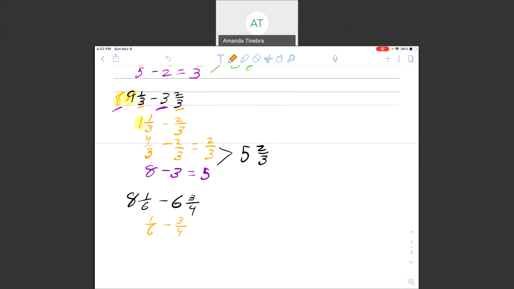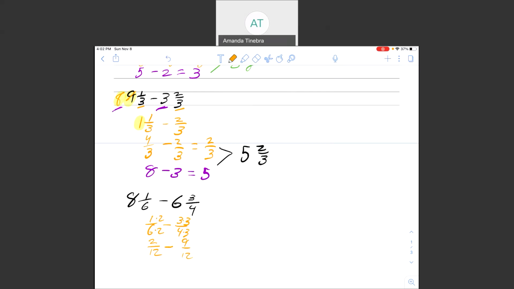So if I think about 6 and 4, I know that they both have a common multiple of 12. 6 times 2 is 12, so 1 times 2. That gives me 2/12 minus, all right, well, 3/4 to turn that into 12ths, 4 times 3 is 12, so I'll do 3 times 3. I'm left with 2/12 minus 9/12. Again, 2/12 minus 9/12 would be negative. I can't take 9/12 away from 2/12 without going into negative numbers, and we don't want to do that.